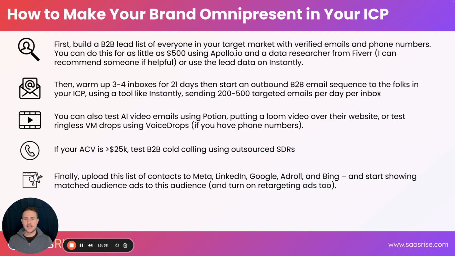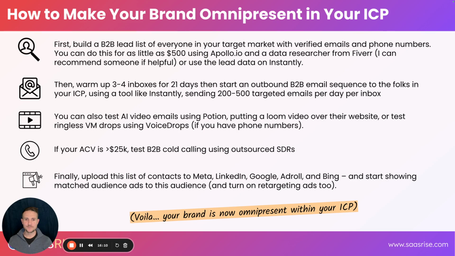And then finally, you want to upload this list, this B2B list of contacts to Meta, LinkedIn, Google, AdRoll, and Bing, the 5 major ad networks, and start showing matched audience ads to this audience. You also want to turn on retargeting ads so that your brand becomes omnipresent in your ICP. You follow these 5 steps within 90 days, you are going to have pretty much everyone in your target market, or at least 50 to 75% of the people who see the ads and open emails, aware of your brand, and that will pay dividends for many years to come. So voila, your brand is now omnipresent within your ICP.